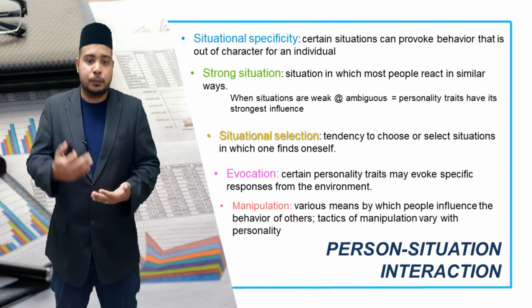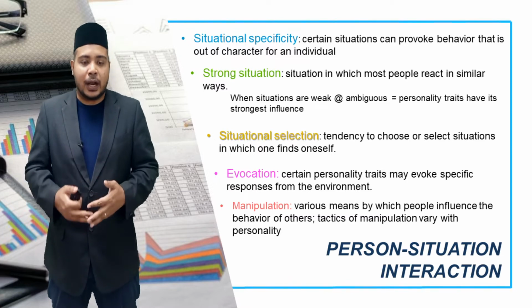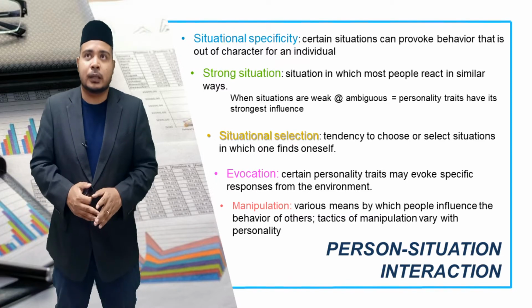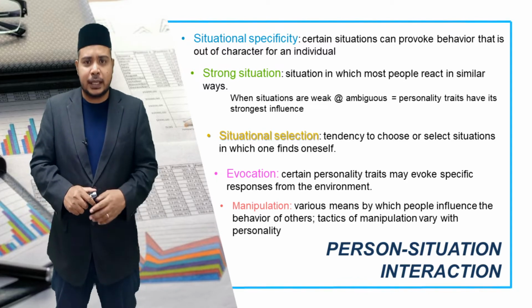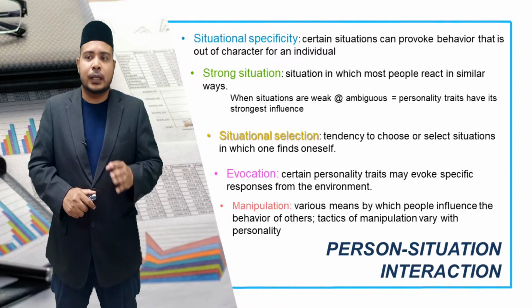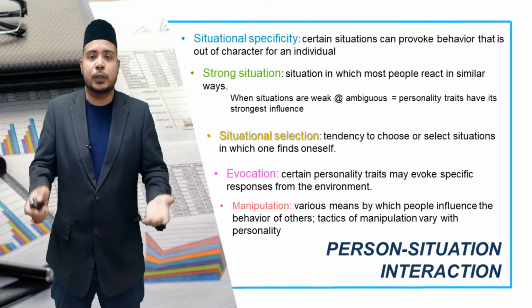The third is situational selection: a tendency for people to choose or select the situation in which they find themselves. This is basically true for people who have low self-esteem, for example. People say that people who have low self-esteem are socially isolated. They don't want to be in a social setting.